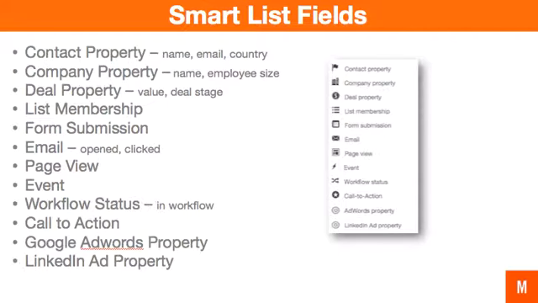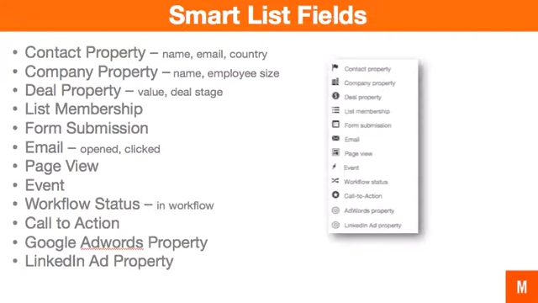So what are all the different things in HubSpot that you can build smart lists off? First of all, any contact property that you have, so anything you know about a person, whether it's their name, their email, their country, or any custom field you created, you can create a list based on that criteria.